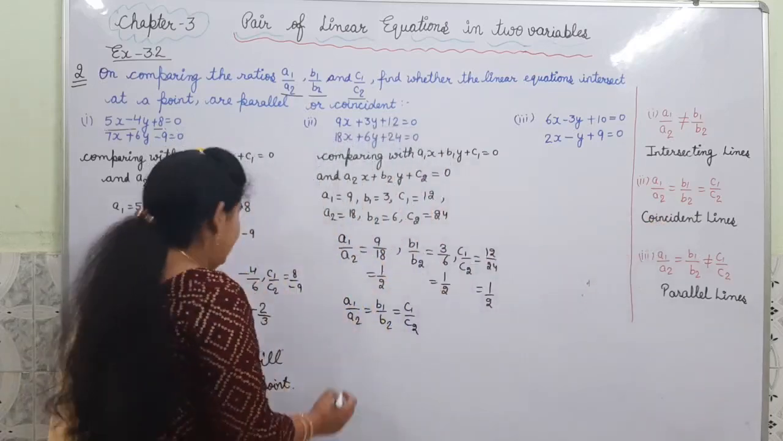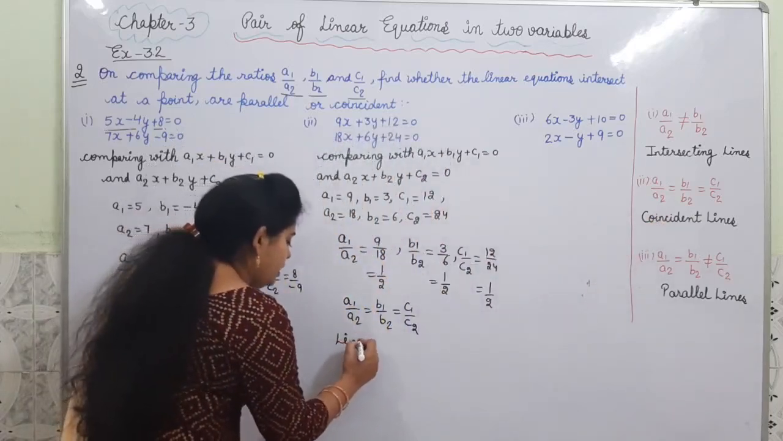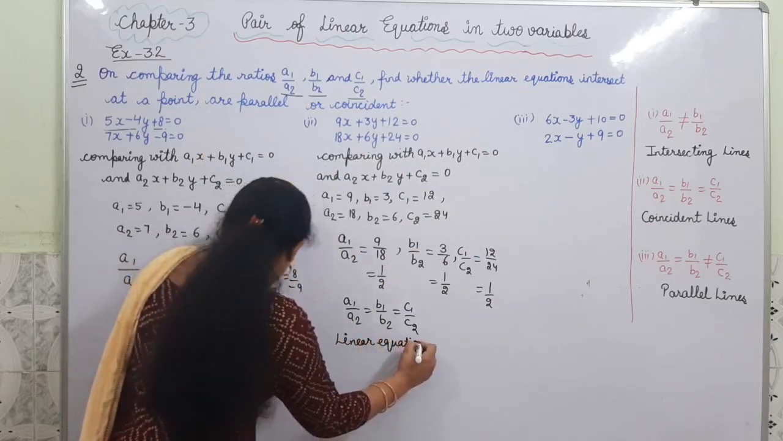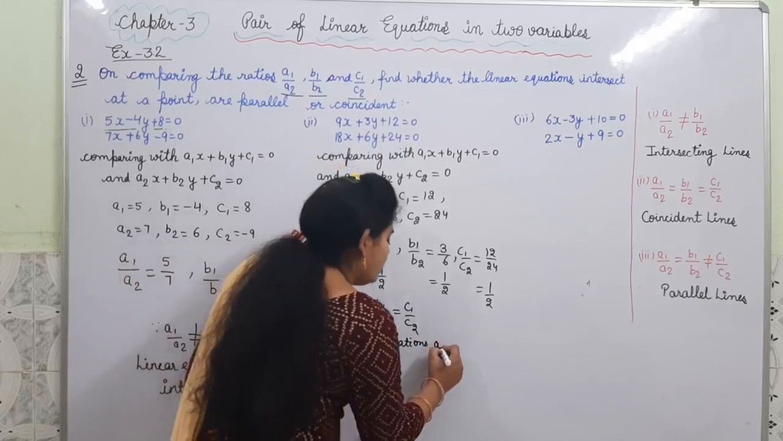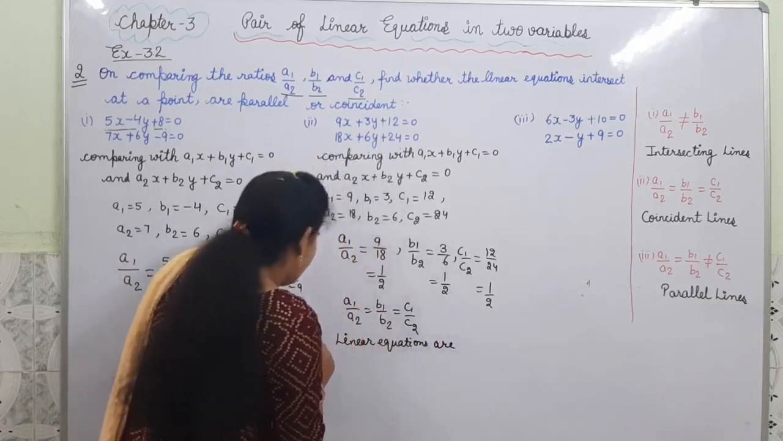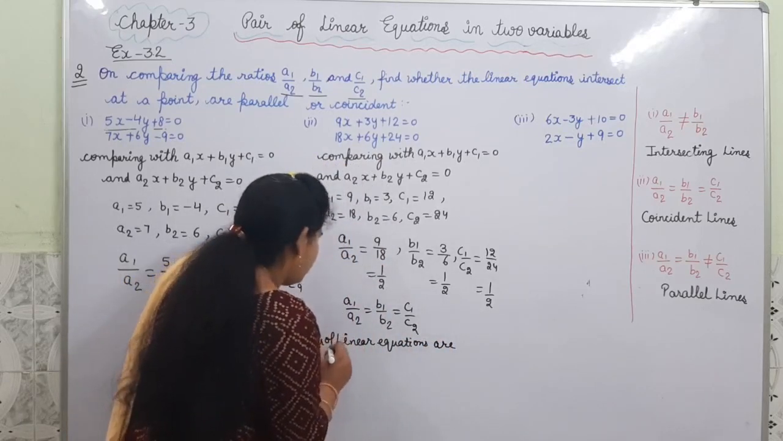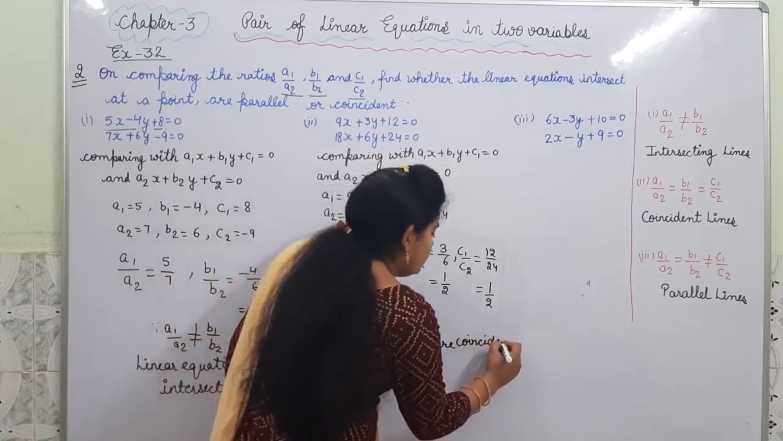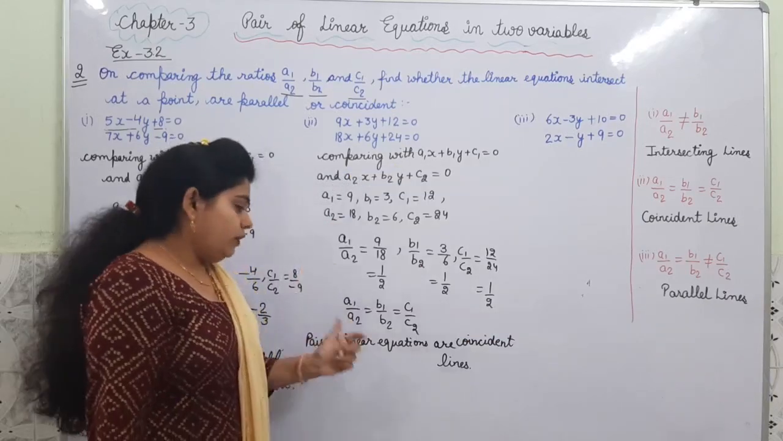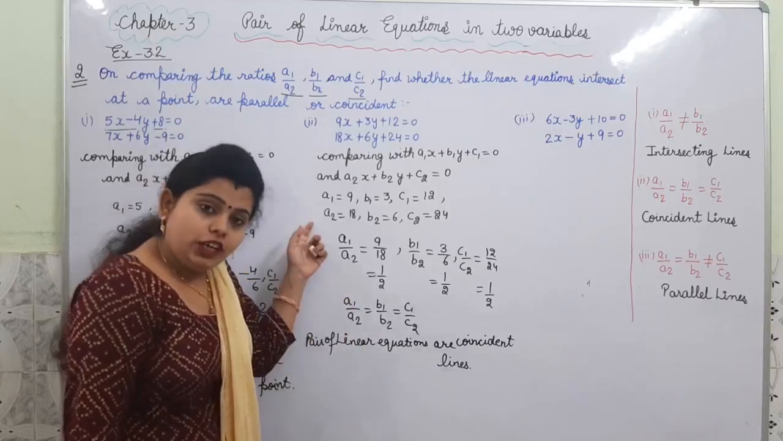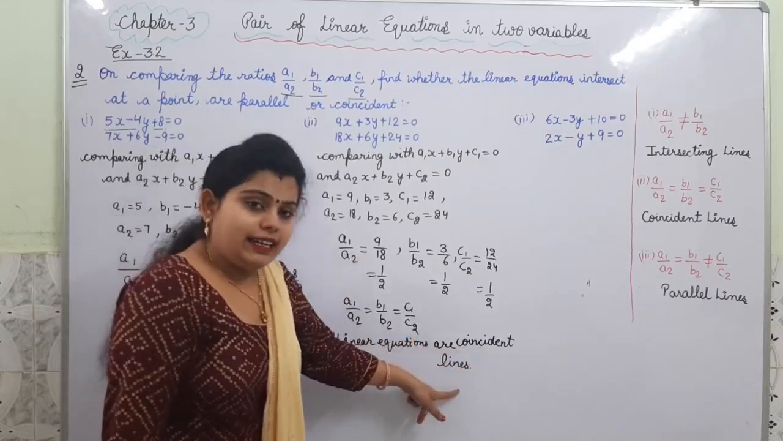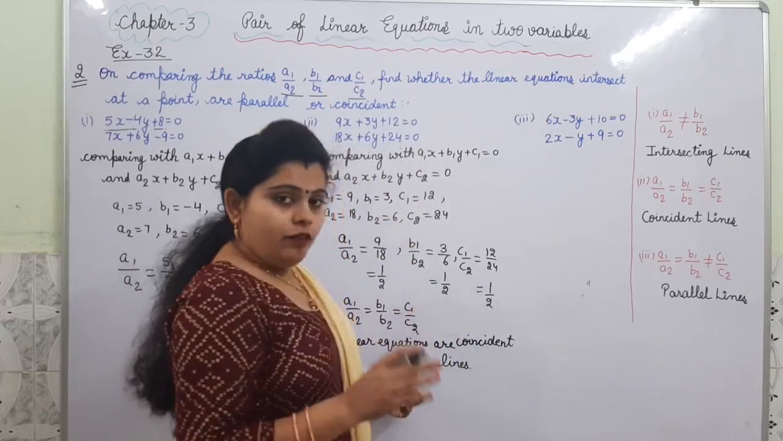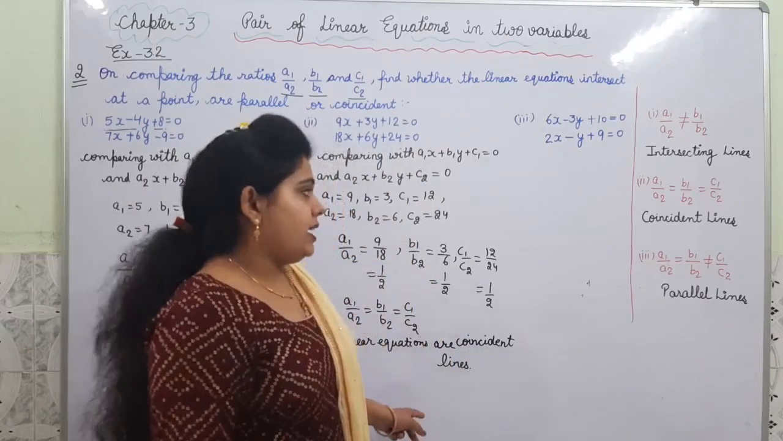So what will we write in the answer? The pair of linear equations are coincident lines. Here what we are getting? This pair of linear equations are coincident lines, means they will overlap each other. When you draw their graph, you will get overlapping lines.